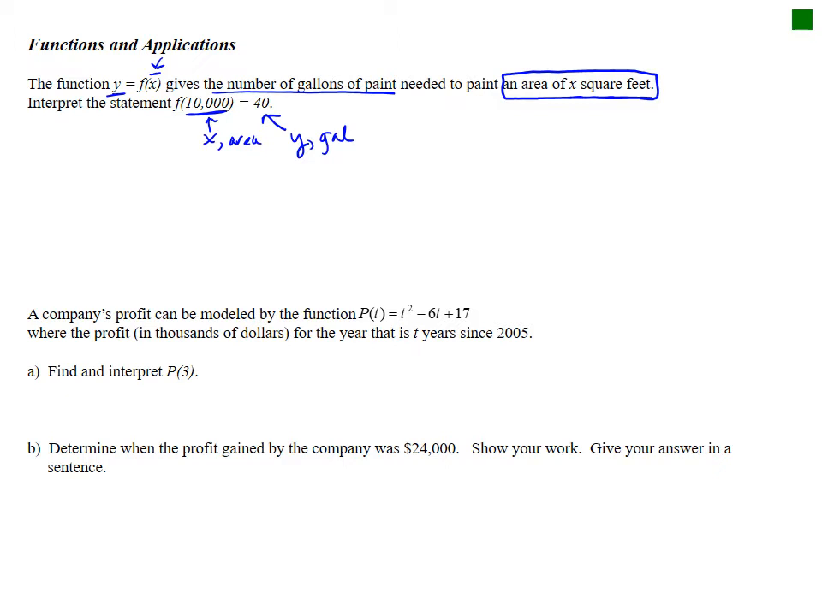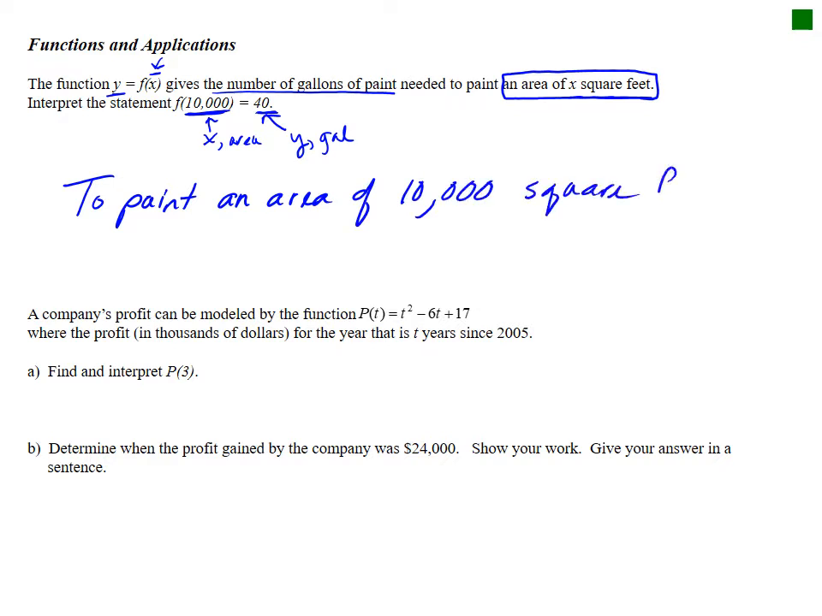So putting that all together, if we know that 40 is the gallons of paint needed to paint 10,000 square feet, just write that in a sentence. You can describe either of those numbers first, but you need to connect them. So, to paint an area of 10,000 square feet, you need 40 gallons of paint.